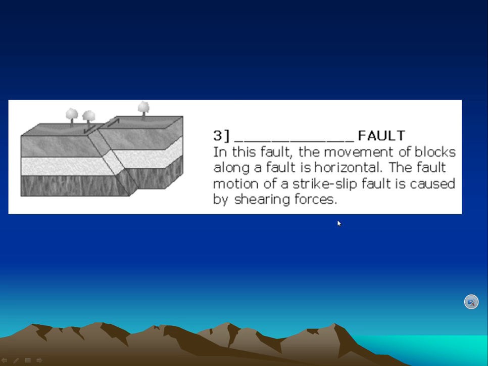Finally, we have a different motion entirely. Here is our fault line. Again, the one with the toes is on the left, the footwall, and the hanging wall, in this case, is on the right. But if we're standing on the footwall and describing the hanging wall, it is neither moving up nor down. It is slid to the side. This is called a strike-slip fault. The movement is horizontal, not up or down, and this is a result of shearing forces.